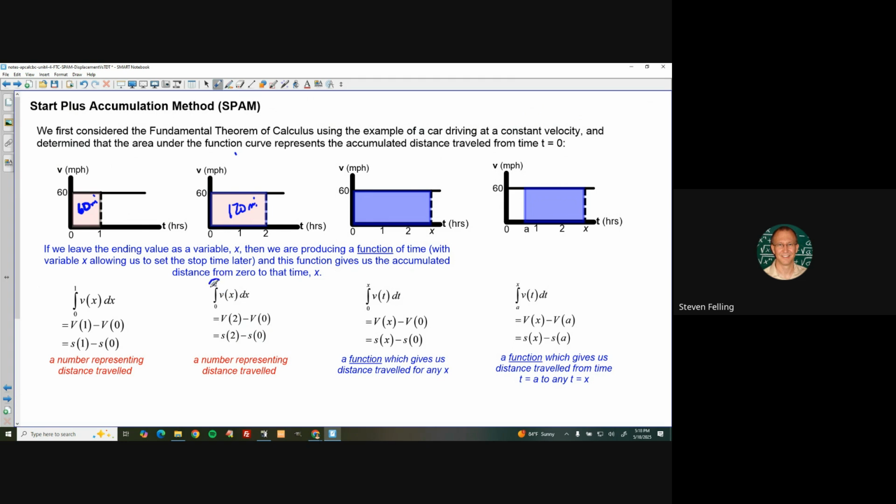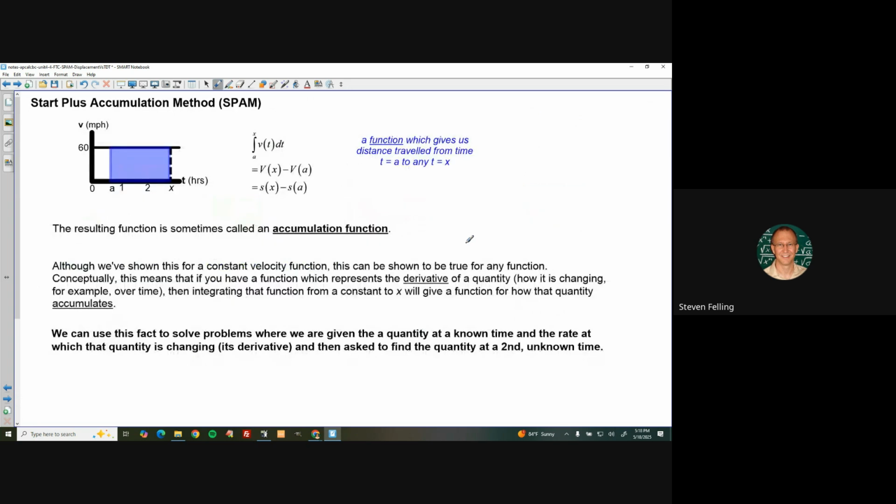But if we leave this open as a variable, then we get the antiderivative of the velocity, which is the distance function at the location x, minus the location at the start. That gives me a function which allows me to vary x and determine the amount of miles accumulated up to that point, whenever we stop. And we don't have to start at 0. We can start at a constant value, and that gives me the amount that's accumulated from that starting time to this variable time. So this produces functions which are called accumulation functions. The resulting function, we can call an accumulation function.